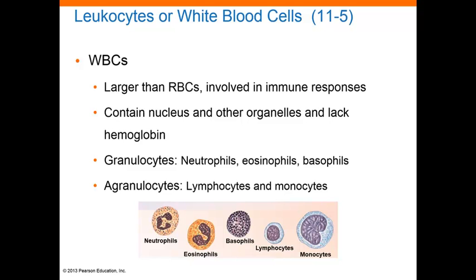White blood cells are also known as leukocytes. White blood cells can be distinguished from red blood cells by their larger size and by the presence of a nucleus and other organelles. White blood cells help defend the body against an invasion by pathogens, and they remove toxins, waste, and abnormal or damaged cells. There are two groups of white blood cells, granulocytes and agranulocytes.